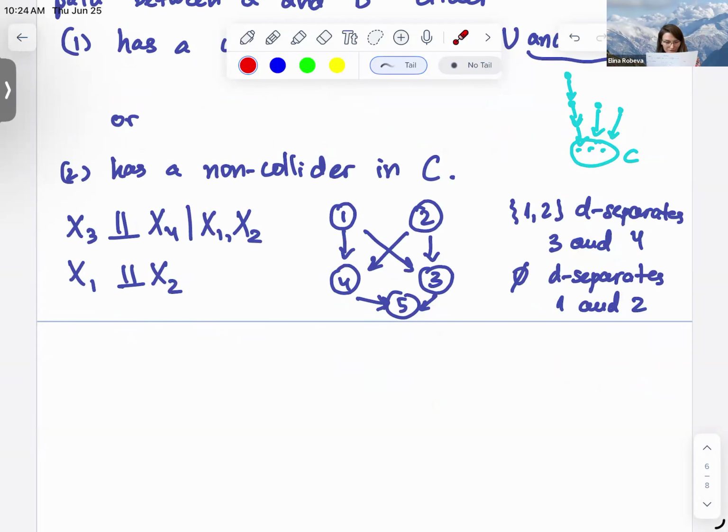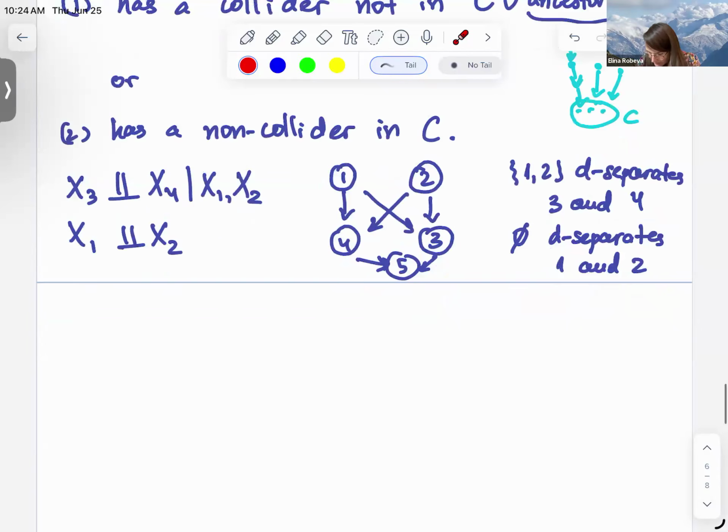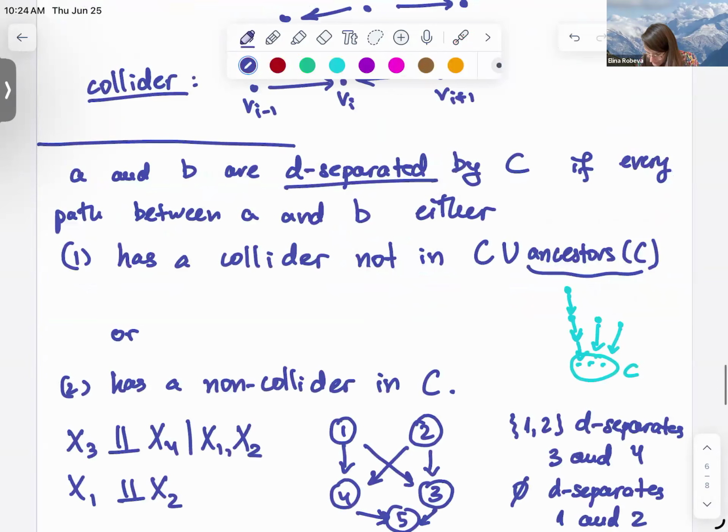Okay, I just realized that I forgot to mention something really important, which we'll need for the other definition. Okay, sorry.